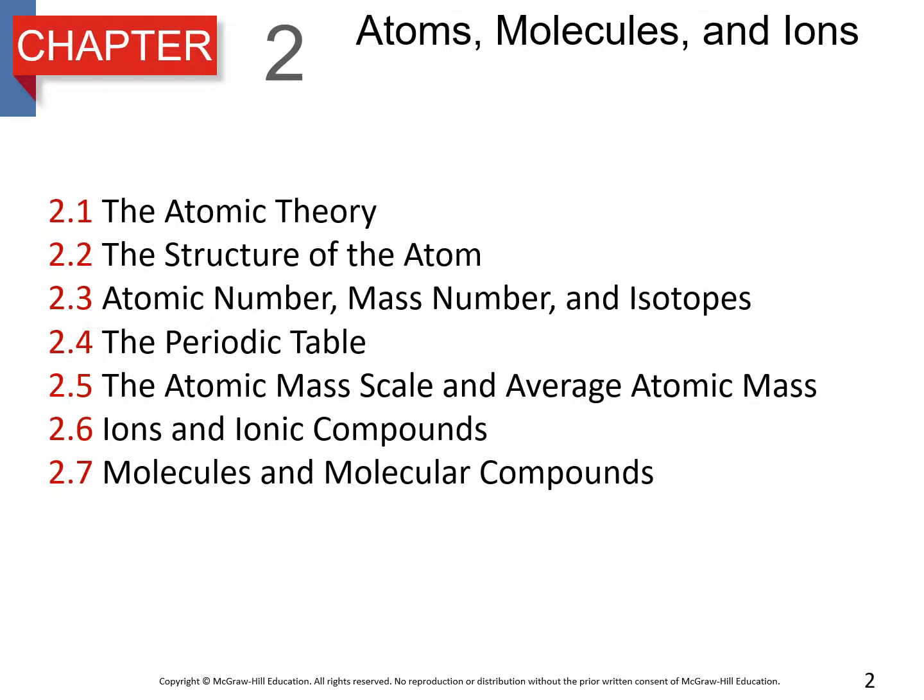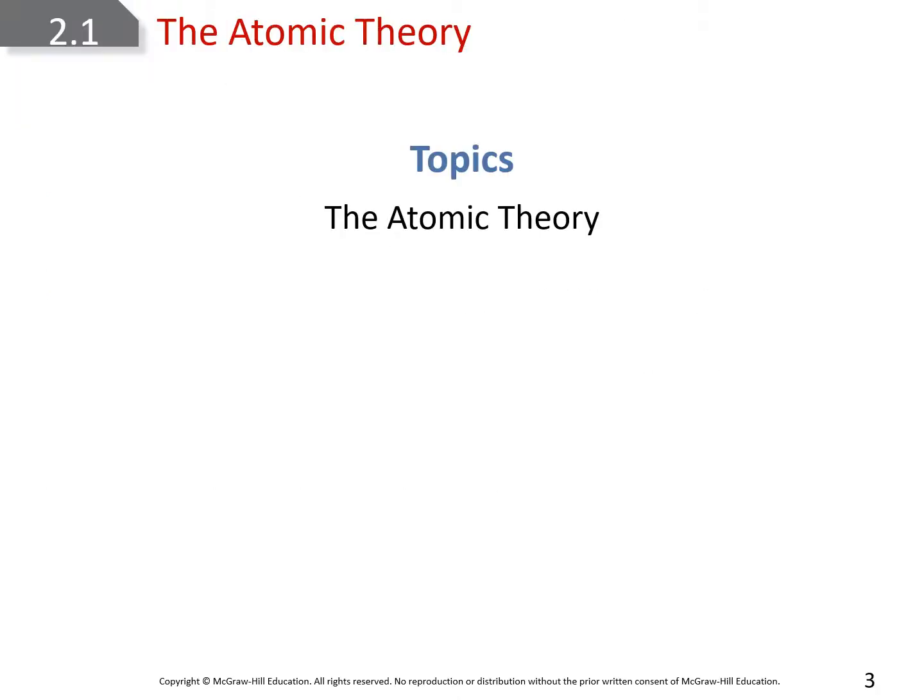So in this chapter, we're going to be covering the atomic theory, the progressive structure of an atom, atomic numbers, mass numbers, isotopes, periodic table, naming ionic compounds, putting together ionic compounds, etc. So first we're going to start with the atomic theory.